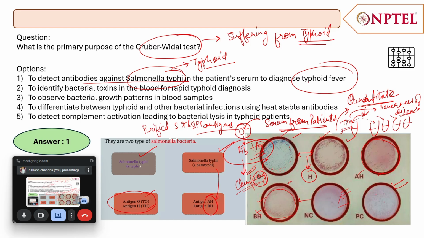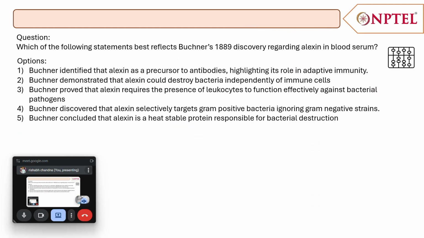Okay, so this is how we can do the Gruber-Widal test that will be able to tell whether the patient is suffering from typhoid or not. I hope this is clear. Okay, so let's move on to the next question.